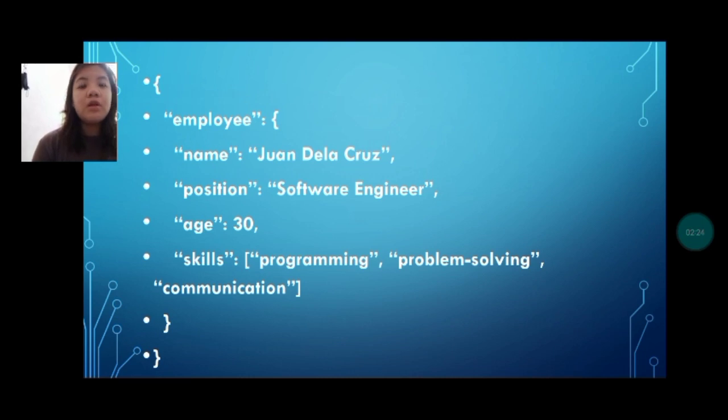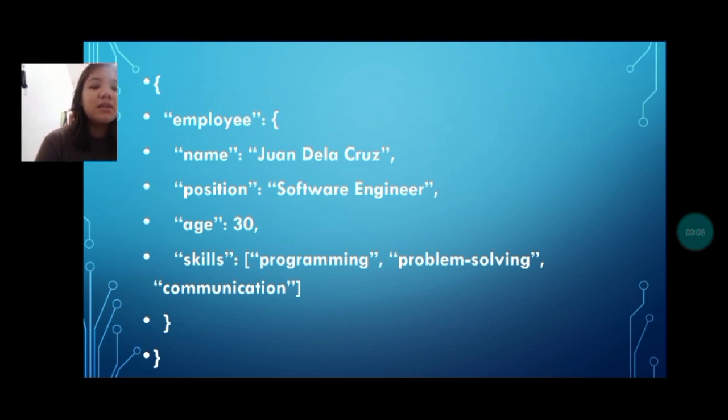So, ito ang example ng JSON file. Meron tayong 4 na key value pairs dito. Ang employee ay isang object rin na naglalaman ng mga key value pairs na naglalarawan ng impormasyon tungkol sa empleyado tulad ng pangalan, position, edad, at mga kasanayan. Ang skills naman ay isang array na naglalaman ng mga kasanayang itinuturing na taglay ng empleyado.